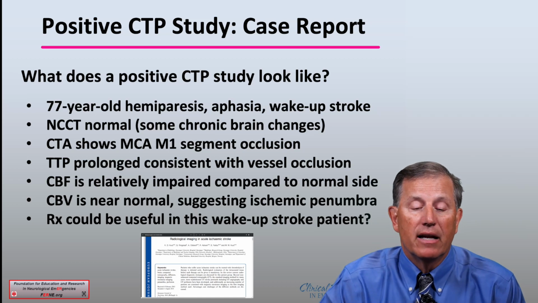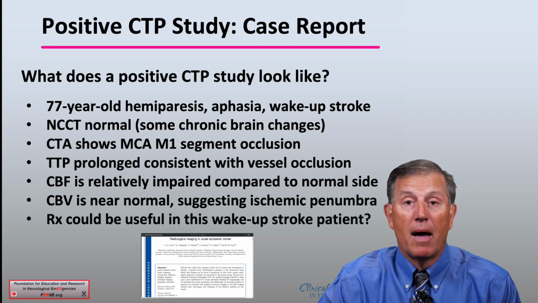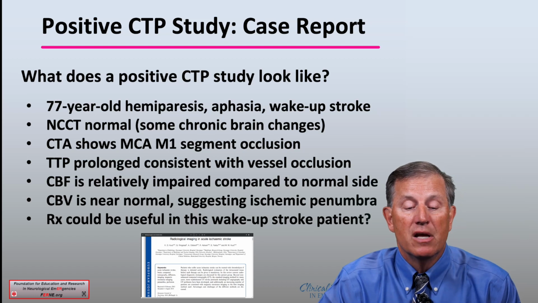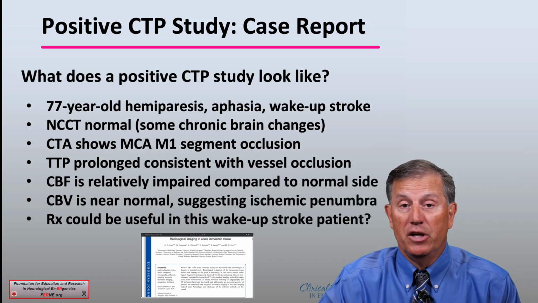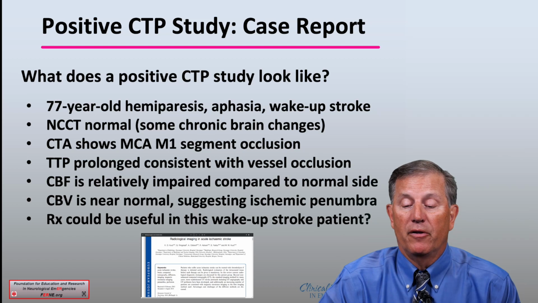So, what was this case study? A 77-year-old patient with hemiparesis, aphasia, and a wake-up stroke. Remember, the aphasia suggests a VAN-positive patient, which in the right at-risk group might suggest a 75% likelihood of an LVO. The non-contrast CT was normal with just some chronic brain changes. The CTA showed an MCA M1 segment occlusion. The time to perfusion was prolonged, consistent with some vessel occlusion, but it could either be infarct or penumbra. The cerebral blood flow is relatively impaired compared to the normal side. However, the cerebral blood volume is near normal, suggesting an ischemic penumbra.